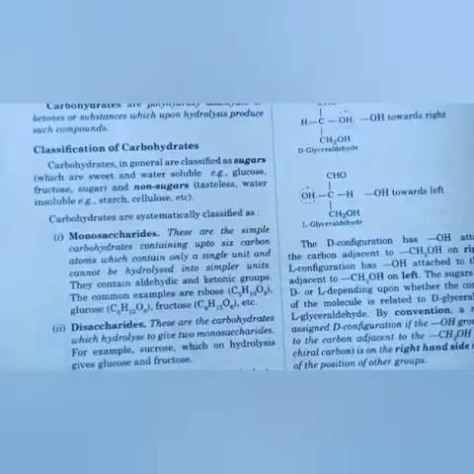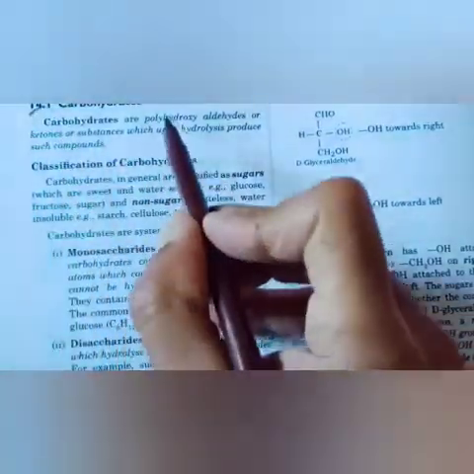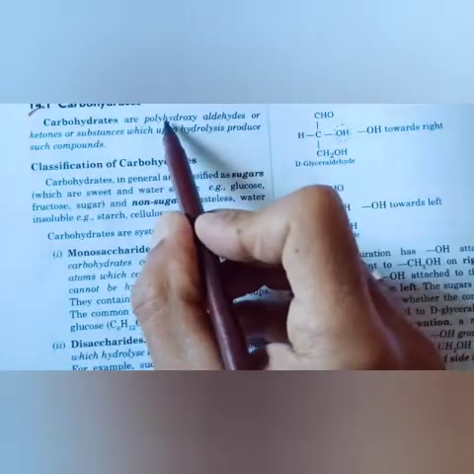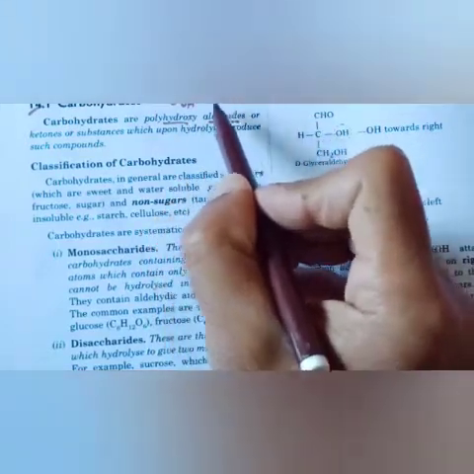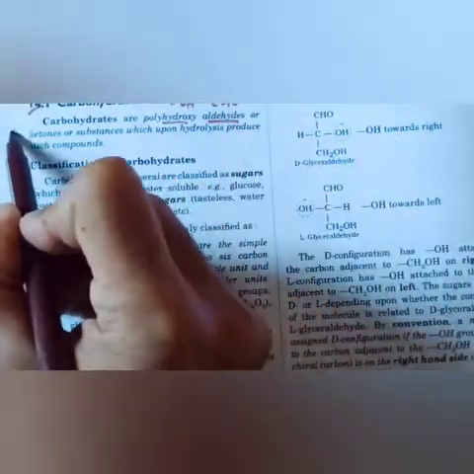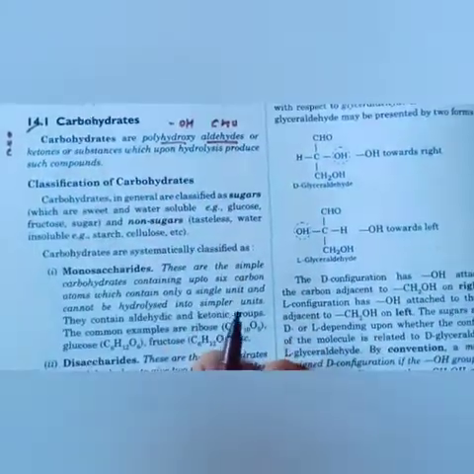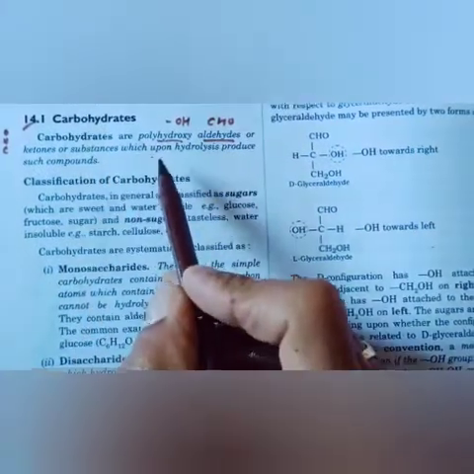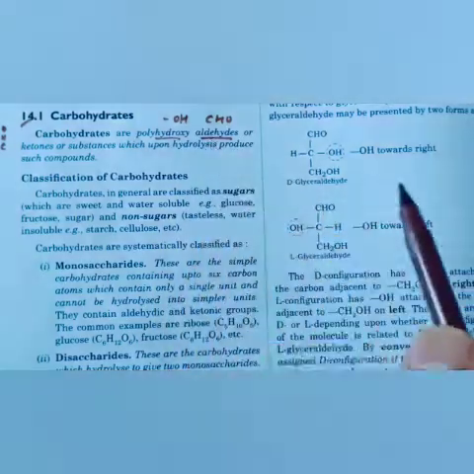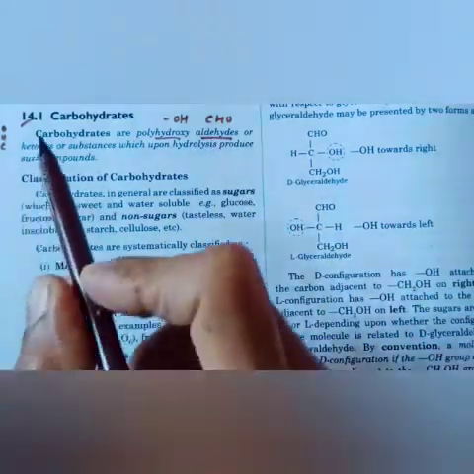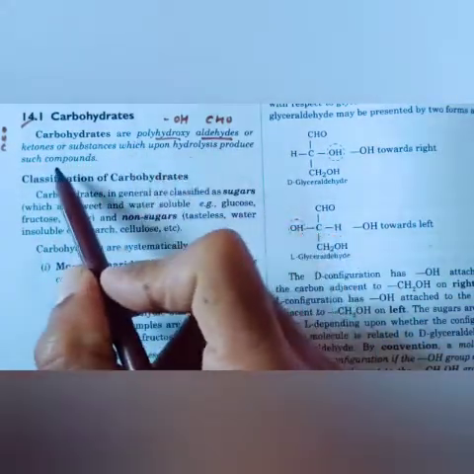Okay, so according to my book, carbohydrates are polyhydroxyaldehydes. Polyhydroxyaldehyde means there will be many OH groups, and CHO as well, and a C double bond O ketone group also. Carbohydrates are those compounds in which many hydroxy OH groups are there, aldehyde is there, and a ketone group is also present, which upon hydrolysis produce such compounds.